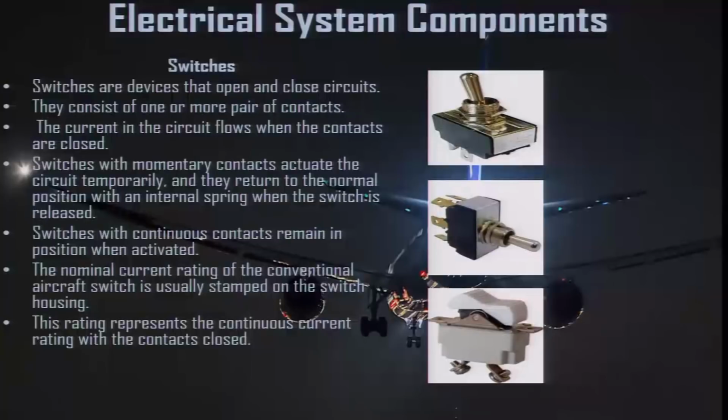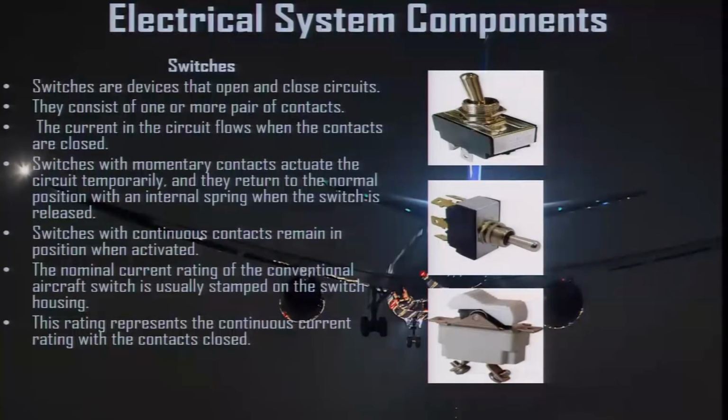Now, coming to various electrical system components, very important parts: switches. They are the devices that open and close circuits. They consist of one or more pairs of contacts. The current in the circuit flows when the contacts are closed. So, when the contacts are closed, the current will flow in the circuit.